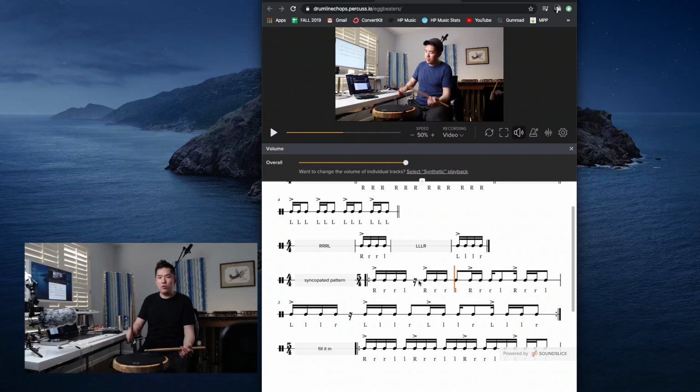1 E and 2 E and 3 E and 4 E and 5 E and. Did not do that very well. 1 E and 2 E and 3 E and 4 E and 5 E and. One more time. 1 E and 2 E and 3 E and 4 E and 5 E and. That's hard to say and play at the same time. 1 E and 2 E and 3 E and 4 E and 5 E and 1.